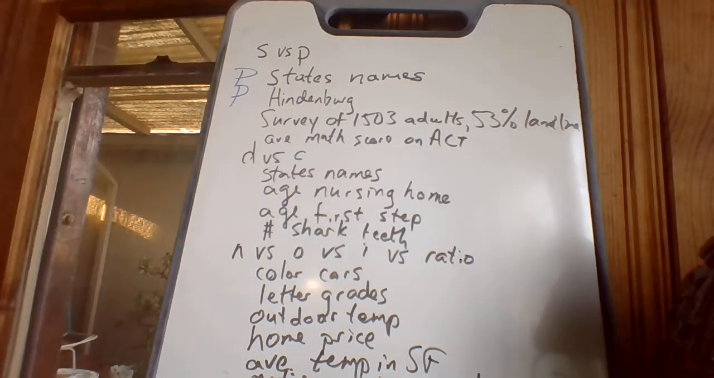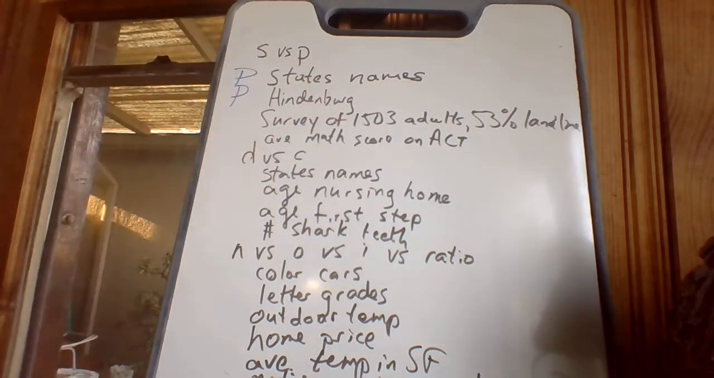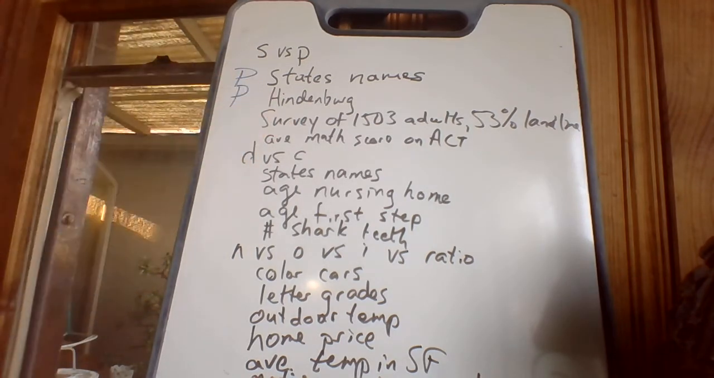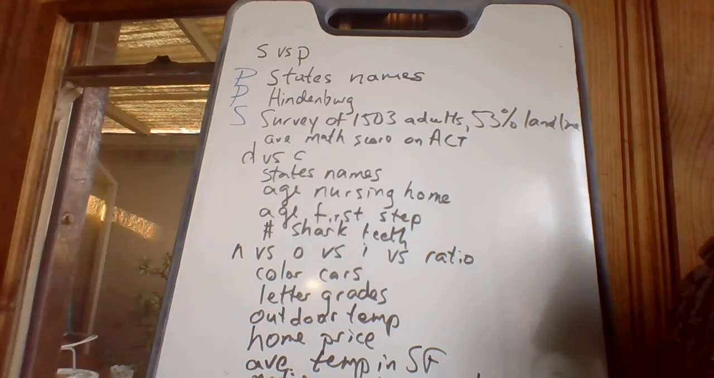Survey of 1,503 adults. This is not everyone who's ever owned a phone. It's 1,503 adults, and 53% have a landline and a cell phone or something like that. The word survey is right there in the middle of it. They didn't ask every person who's ever owned a phone. They just took a survey.